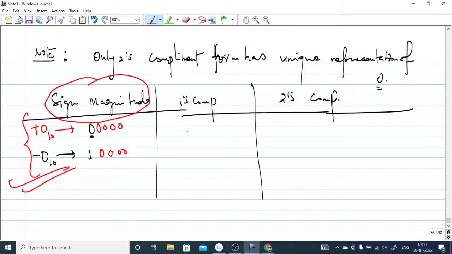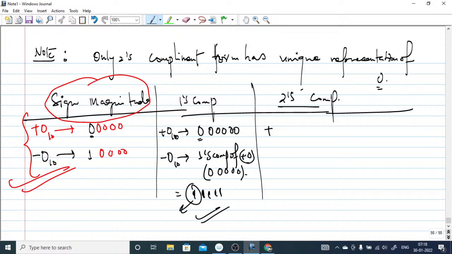And in case of 1's complement, suppose this is 0. Plus 0 will have the same representation as sign magnitude form, so 0 will be the sign bit and these are the zeros in 1's complement. But for minus 0, you will have to take the 1's complement of plus 0, that means of 0 0 0 0. So 1's complement of 0 is represented like this. It will be the same as sign magnitude format, 0 0 0 0, but the sign bit denotes the sign. Minus 0 is there, so it will also be the same.